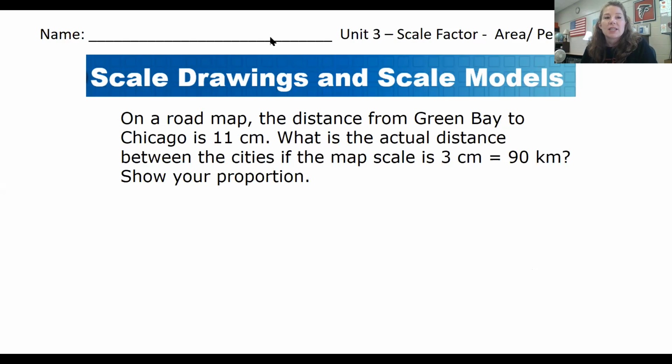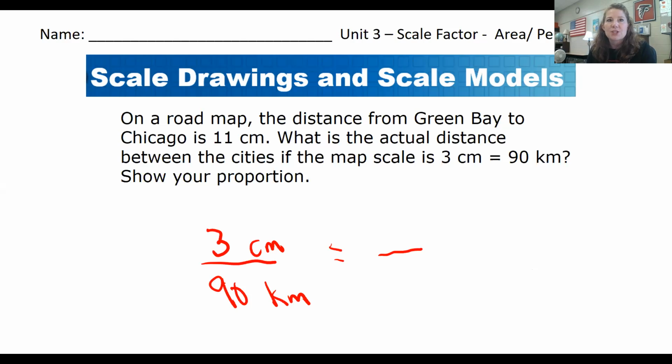Show your proportion. I think it's going to let me draw up here on this other screen. All right, so we're going to make a proportion. We have 2 different units going on: centimeters and kilometers. So I'm going to put 3 centimeters to 90 kilometers. To me, it's easy if I use those units, because when I set up my second ratio, I want to match. If I have centimeters on the top of the first ratio, that 11 has to go on the top of the second ratio. And then what is the actual distance? Well, that's our unknown, our variable.